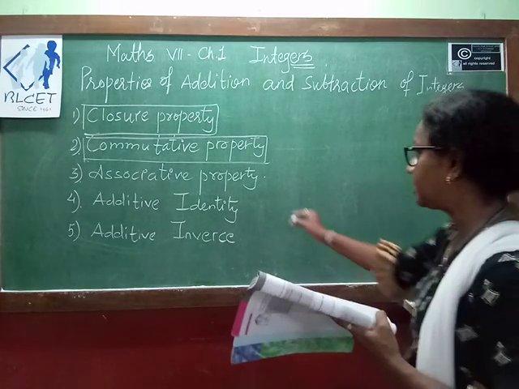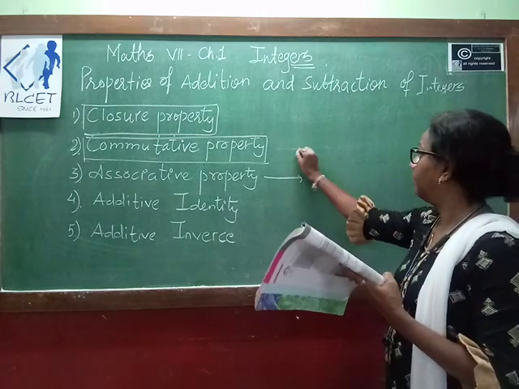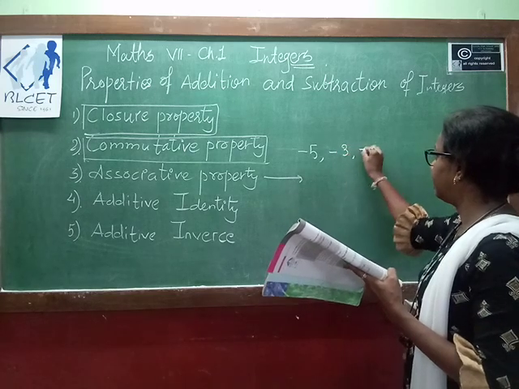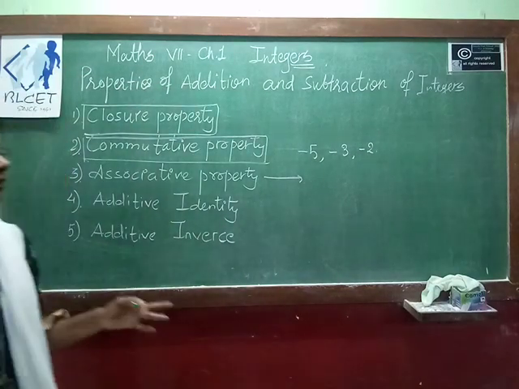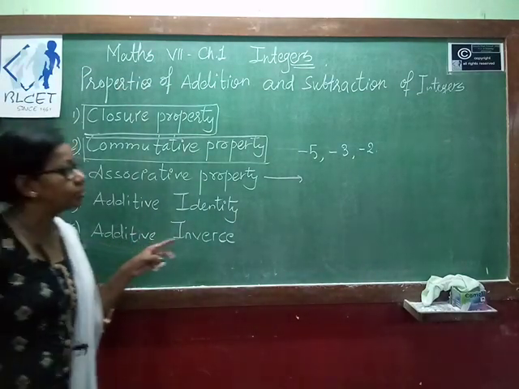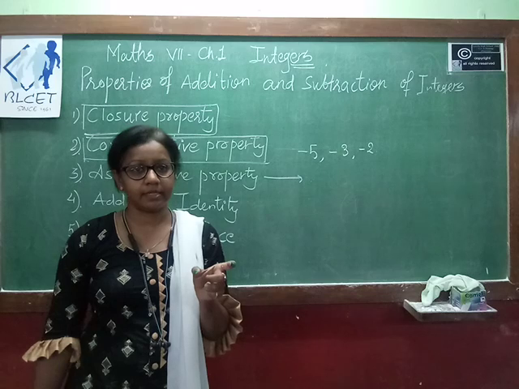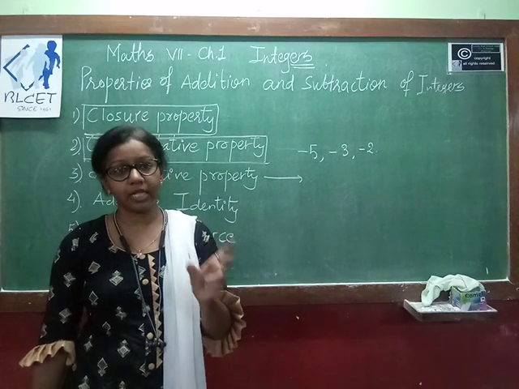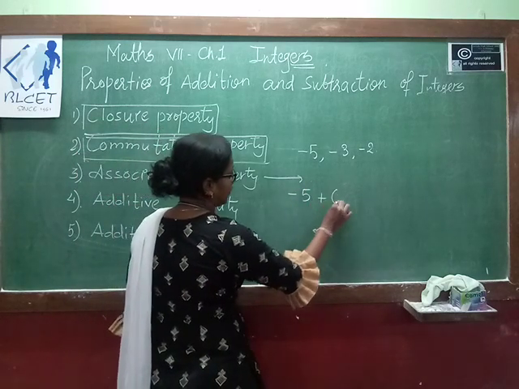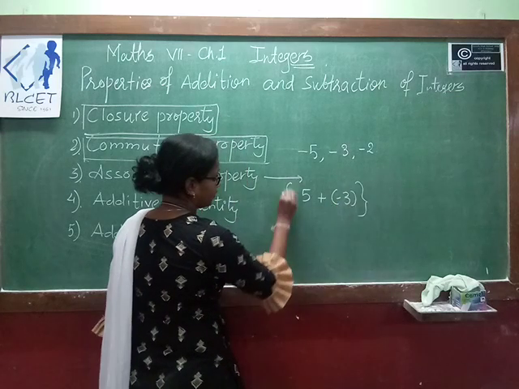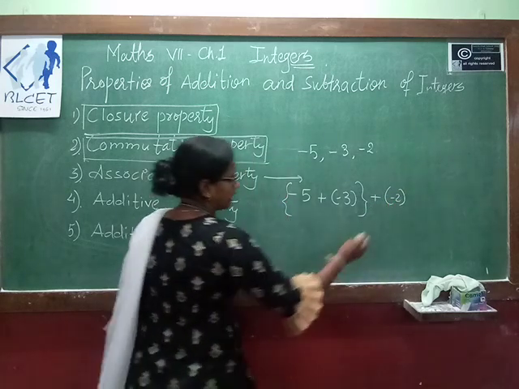We take the examples already given in your textbook, then we will understand the concept. We have minus 5, minus 3 and minus 2. These three integers we have taken. Now what is the concept? Suppose you have taken 3 integers, then if we make a group of any 2 integers, we can interchange the order of grouping. Let's understand this concept. First I take minus 5 plus minus 3 as my first group, and then plus minus 2.